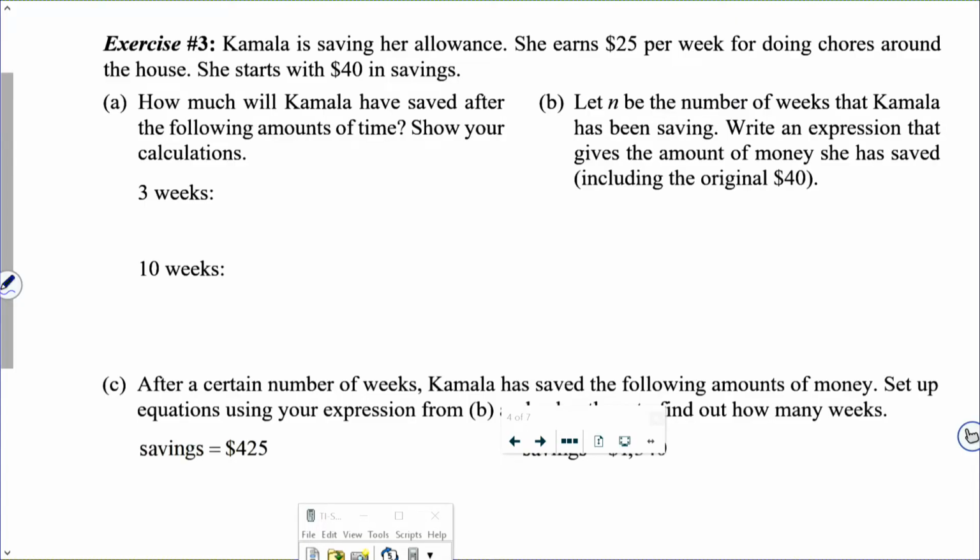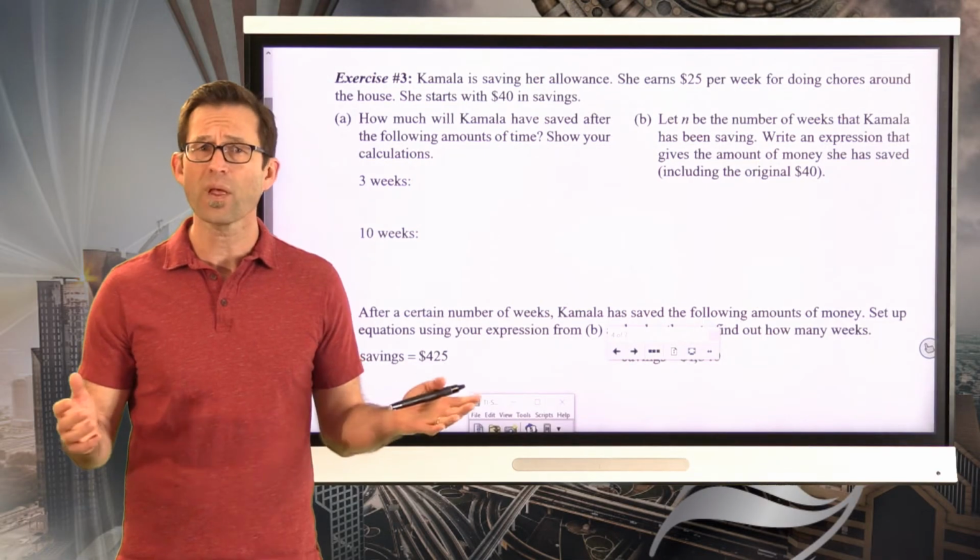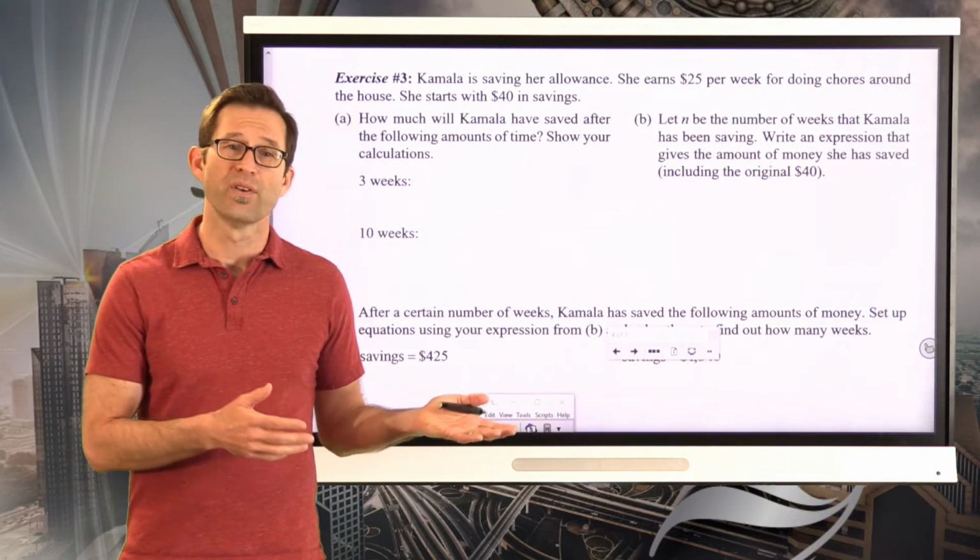Kamala is saving her allowance. She earns $25 per week for doing chores around the house. She starts with $40 in savings. Letter A asks us, how much will Kamala have saved after the following amounts of time? Show your calculations. So we want to know how much Kamala has saved after 3 weeks and after 10 weeks, all right? Let's do one of them together and then have you do the other one on your own.